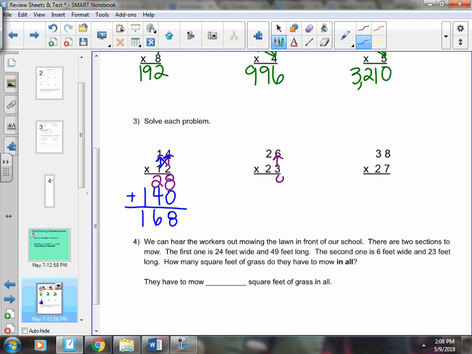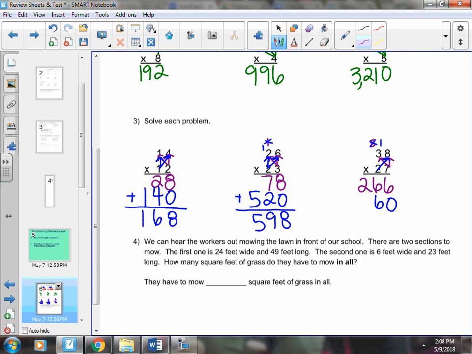3 times 6 is 18. 3 times 2 is 6, plus 1 is 7. 2 times 6 is 12. 2 times 2 is 4, plus 1 is 5. Seven times 8 is 56. 7 times 3 is 21, plus 5 is 26. 2 times 8 is 16. 2 times 3 is 6, plus 1 is 7.